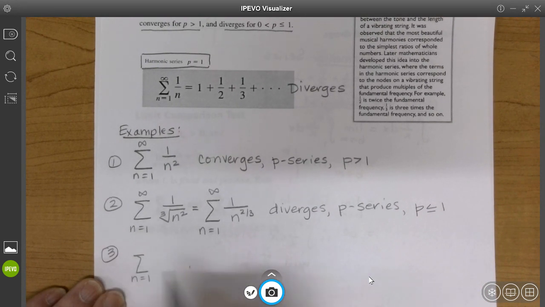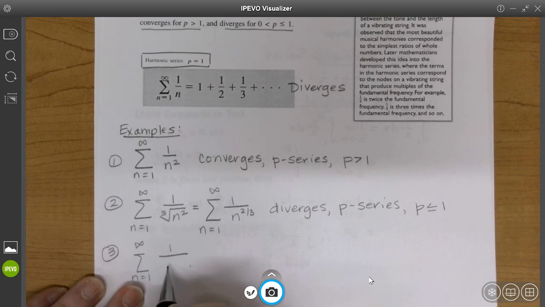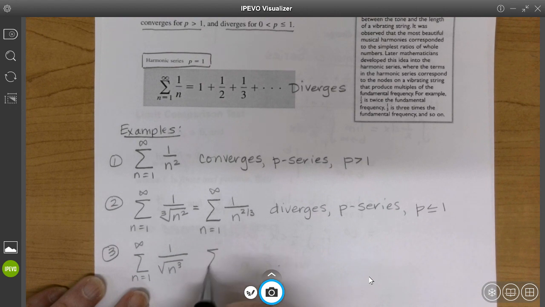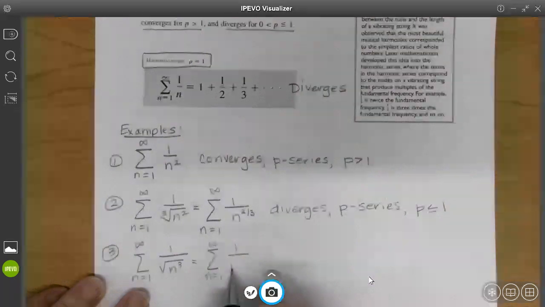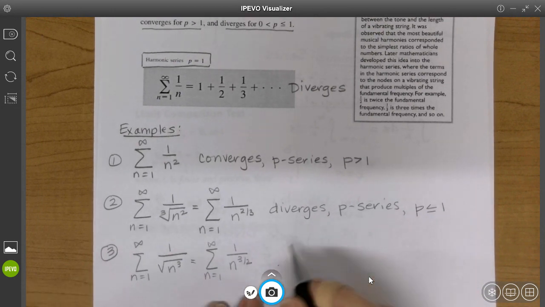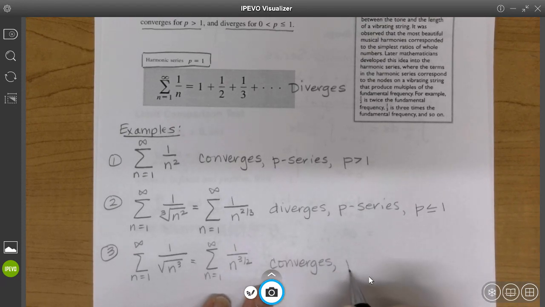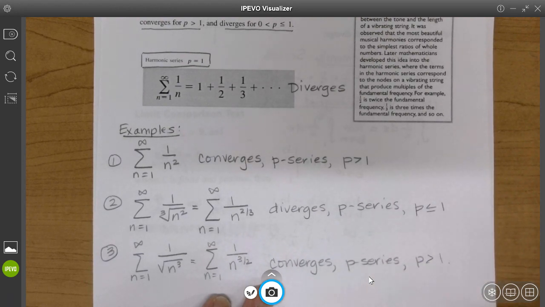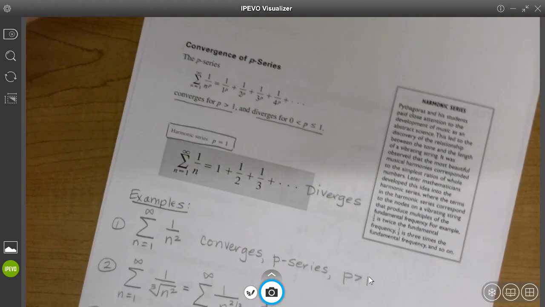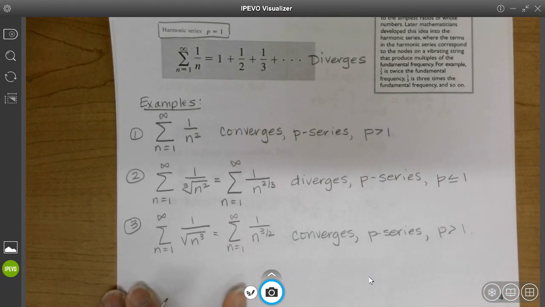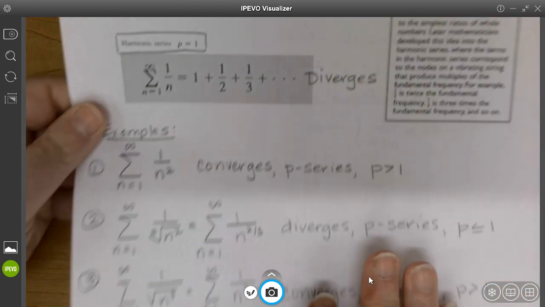The sum from n equal 1 to infinity of, let's flip the fraction around. Let's say it's 1 over the square root of n cubed. And that's going to equal the sum from n equal 1 to infinity of 1 over n to the 3/2. Well, now this fraction is flipped, and it's now greater than 1, so we know that this series converges by the P-series, p greater than 1. All right, so that's the P-series. Most famous P-series of all is the harmonic. All right, moving right along. Next test.